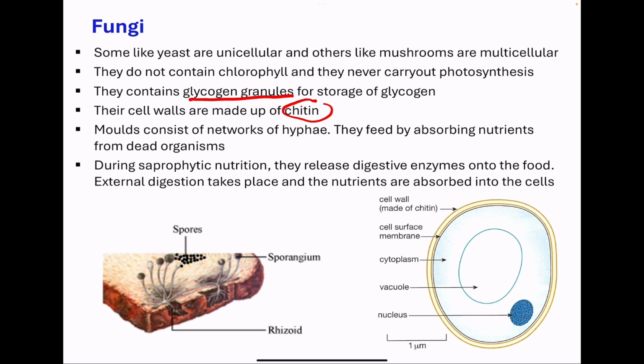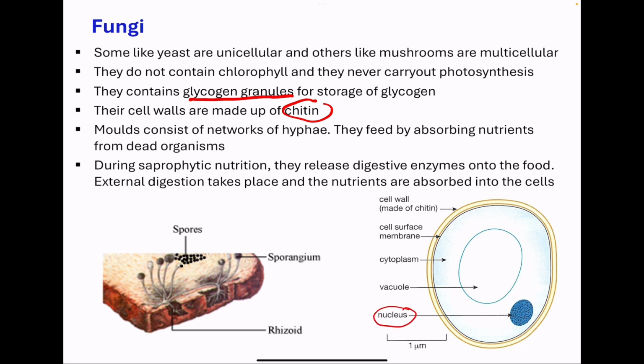Fungi play essential roles in ecosystems as decomposers because they break down dead organic material and help in the recycling of nutrients. They also have significant economic and medical importance because they are used in food production, medicine production, as well as in biotechnological research. This is an example of a fungal cell.